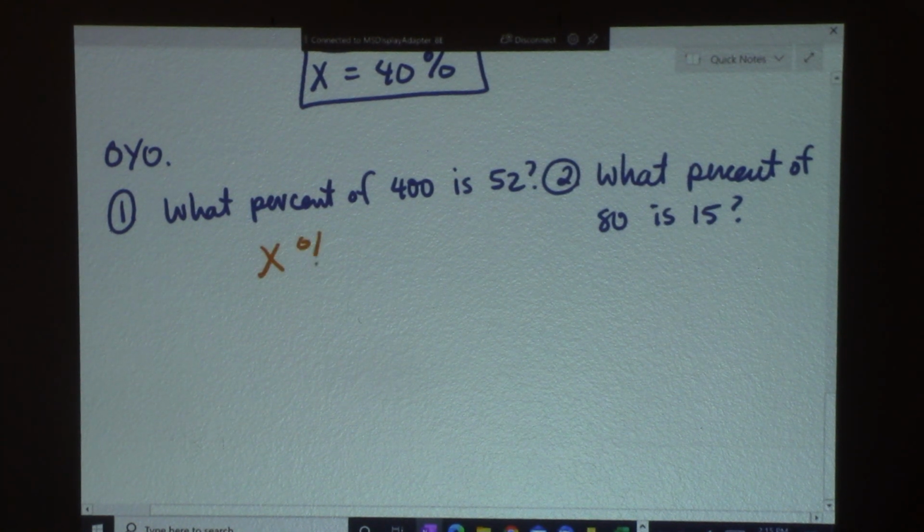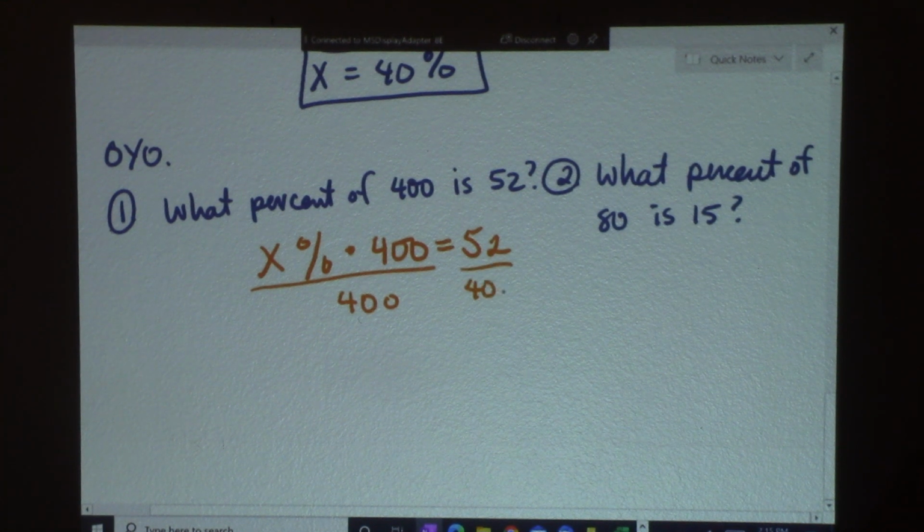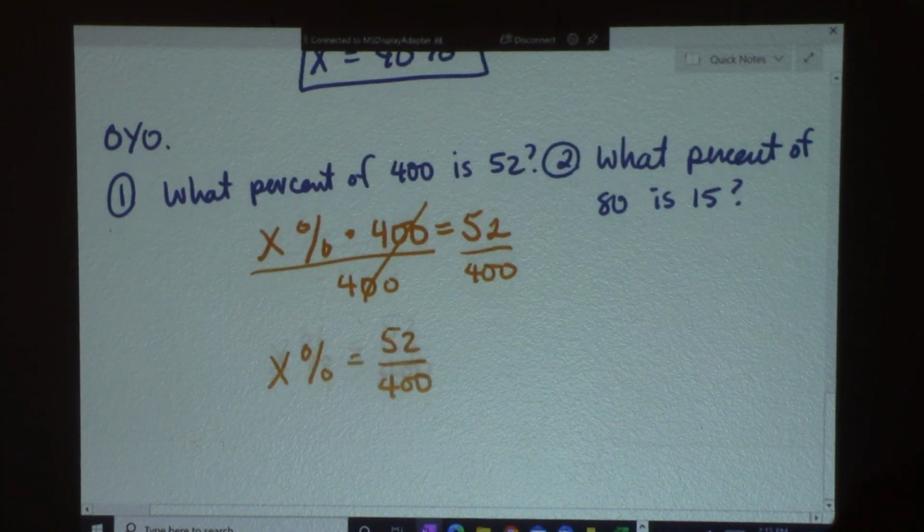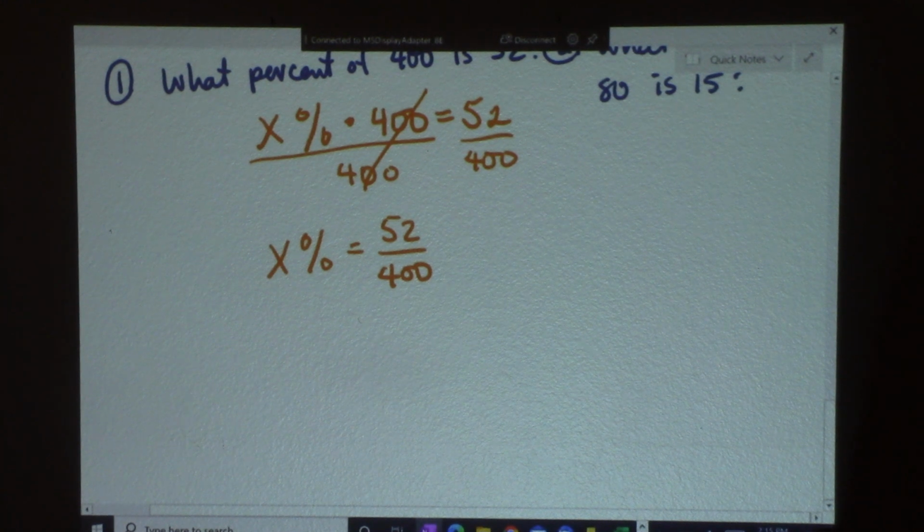X percent times 400 is 52. Okay, I want to get X percent alone, so I'm going to divide by 400. And these cancel, so I get X percent equals 52 over 400. If you want to reduce that, you can, but it's not required.